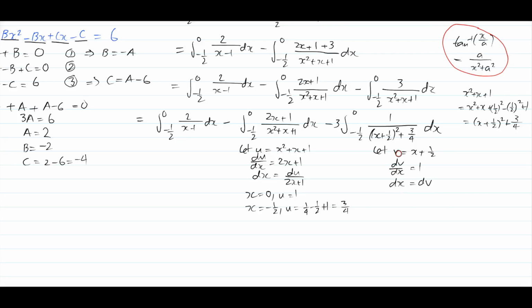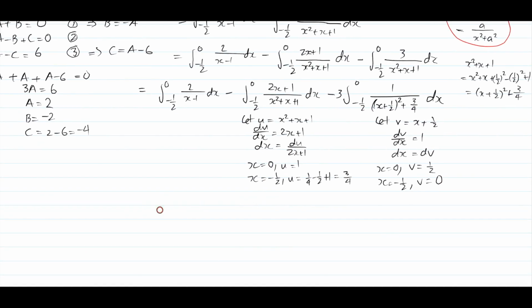Okay, once again, if you change your dx into a dv, you have to change your terminals as well. So when x equals 0, v equals 0 plus half, so that's half. And when x equals negative half, v equals negative half plus half, that is 0. Yes, this is a long question, but it's worth it at the end. This can easily be an exam question, guys. So make sure you know how to do this.